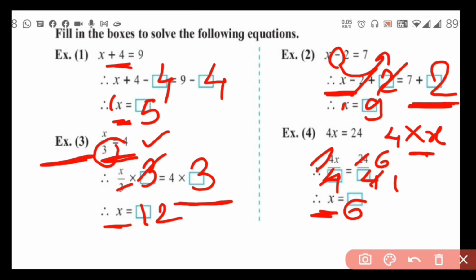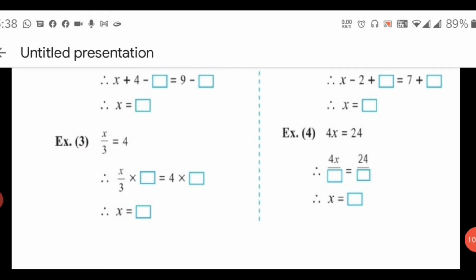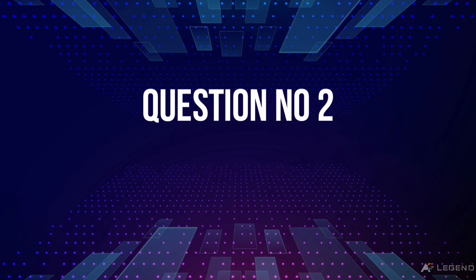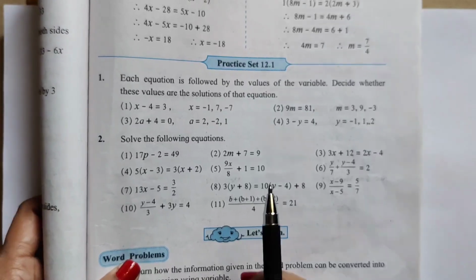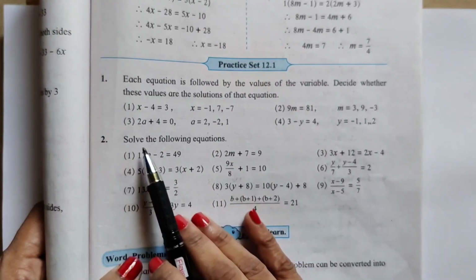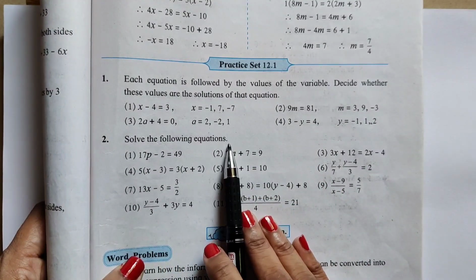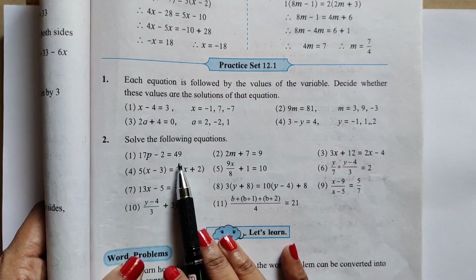Let us solve the sums from question number 2 so that we can get the full idea about solving the equations. Now let's start practice set 12.1 question number 2. So question number 2 from practice set 12.1 is: solve the following equations. Equation is given, we have to solve it.